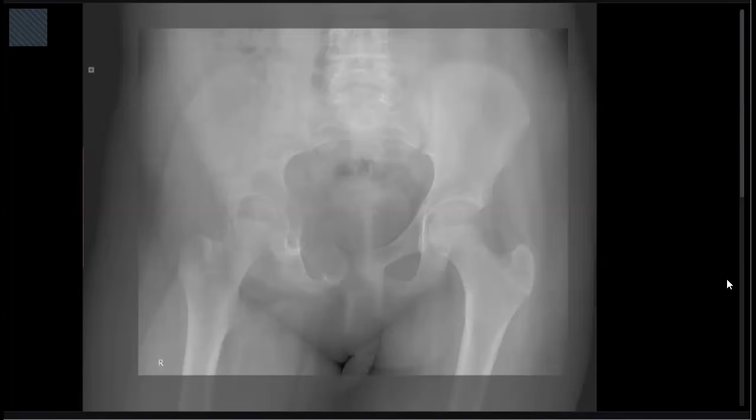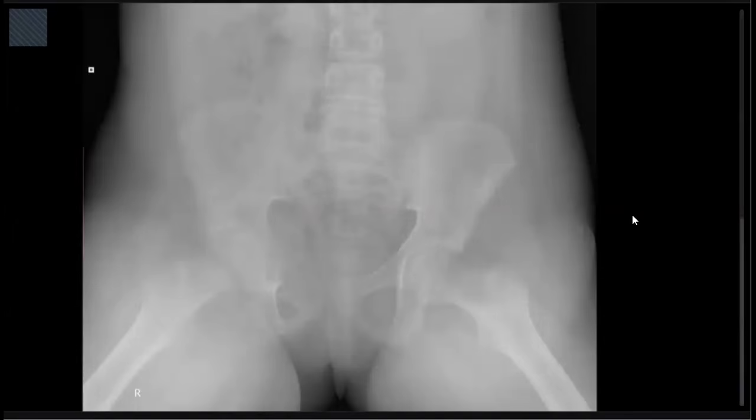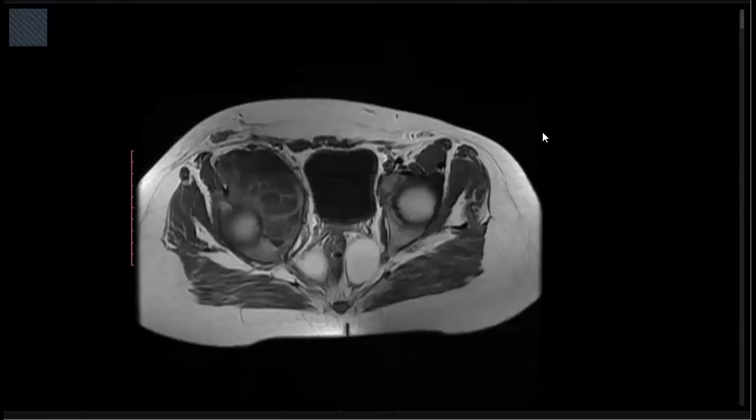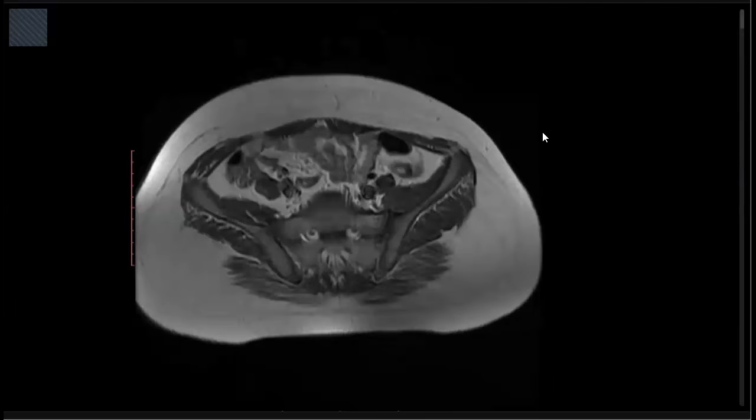I cannot see the zone of transition. To me, it appears there is cortical involvement, and the soft tissue is involved. Okay, what would you do next for this patient? I think the patient needs an MRI to look for further characterization. Scroll through the MRI.